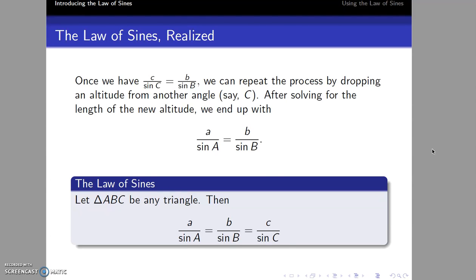And so if A over sine A equals B over sine B, and if B over sine B equals C over sine C, then by the transitive property, all three of these ratios are always equal for every triangle. That is the law of sines. The ratio of any side length to the sine of its opposite angle for every triangle is always equal. This is true in particular for right triangles, but it is true in general for every triangle.